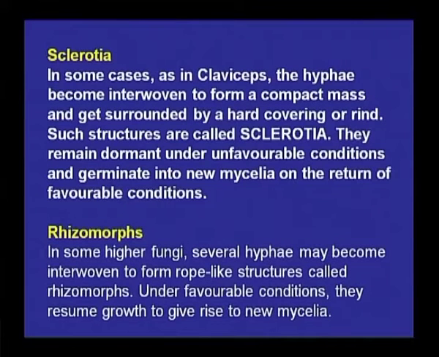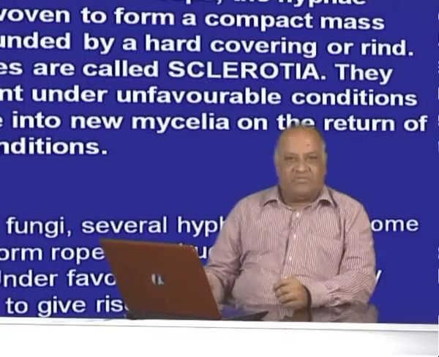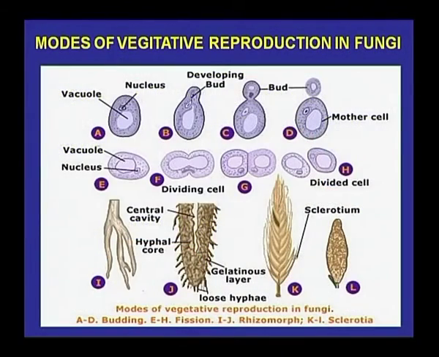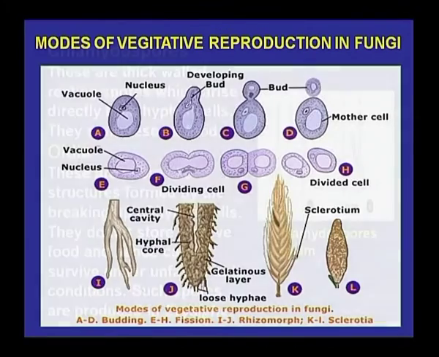Then rhizomorph. In some higher fungi, several hyphae may become interwoven to form rope-like structures called rhizomorphs. Under favorable conditions, they resume growth to give rise to new mycelia. These types of structures are commonly seen in mushrooms and higher Basidiomycetes. As we have discussed just now, this is the pictorial presentation of the vegetative reproduction in fungi. At the top we are showing budding, then fission, rhizomorph and the sclerotia.